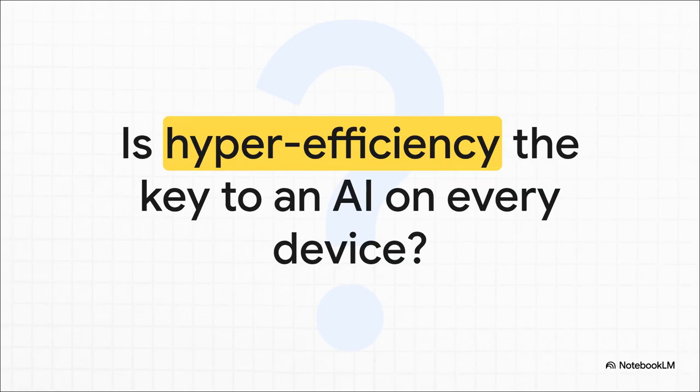For years, the race has been about making models bigger and bigger. But maybe the real revolution isn't about scale, but about efficiency. Is this relentless push to shrink the cost of a single thought the final piece of the puzzle? We need to put a truly powerful, truly private AI assistant on every device? It's a pretty powerful idea.